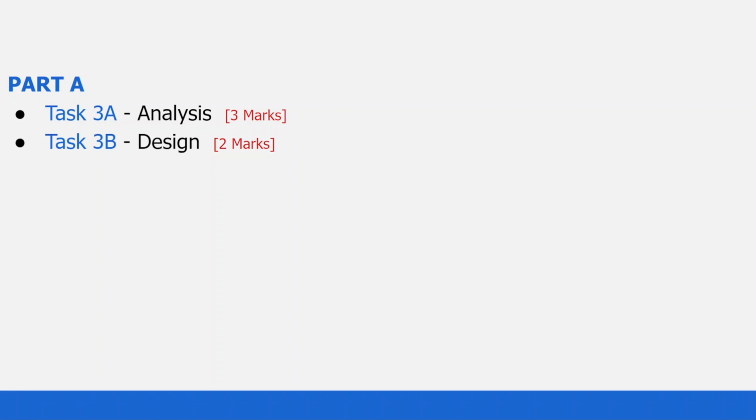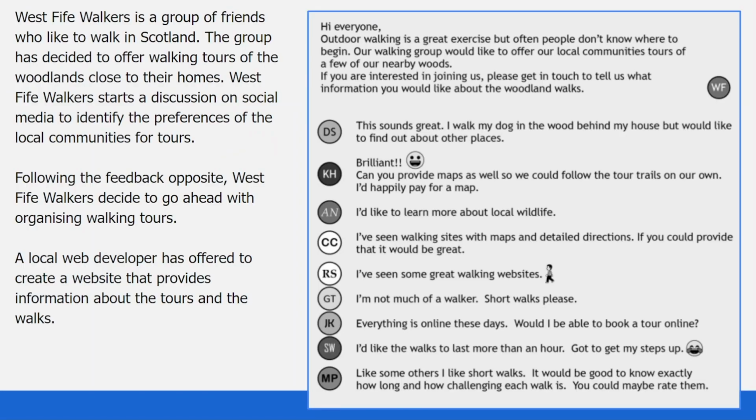In part A we had to do two tasks. We had to analyse the problem and then partly design a solution. So let's have a look at the problem. West Fife Walkers is a group of friends who like to walk in Scotland. The group has decided to offer walking tours of the woodlands close to their homes. West Fife Walkers starts a discussion on social media to identify the preferences of the local communities for tours. Following the feedback opposite, West Fife Walkers decide to go ahead with organising walking tours. A local web developer is offered to create the website that provides information about the tours and walks.